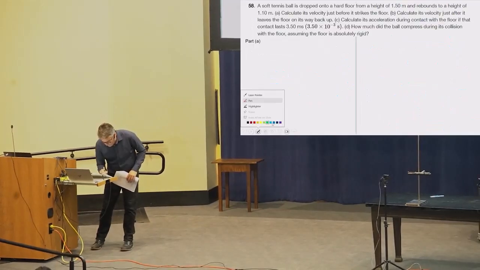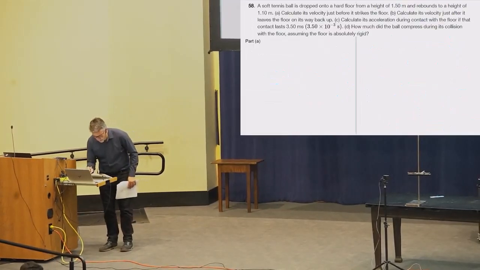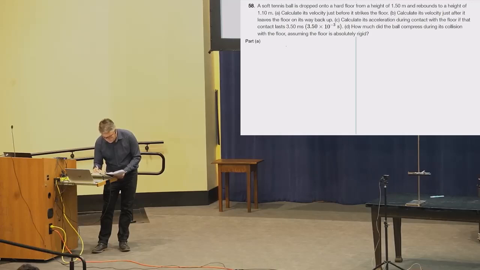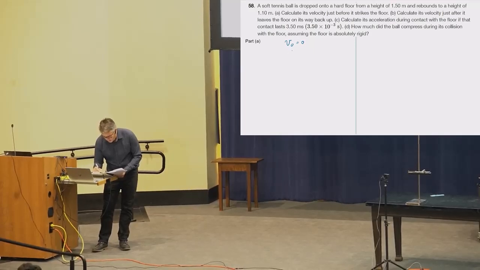Okay, hopefully you recognize that. A soft tennis ball is dropped onto a hard floor from a height of 1.5 meters, and rebounds to a height of 1.1 meters. So part A, there's a lot of ways of doing this, but I would say that V0 equals 0, and maybe Y0 is 1.5 meters. And then it goes down so that Y final is 0. This is just if it hits the ground. Right? This is the floor.